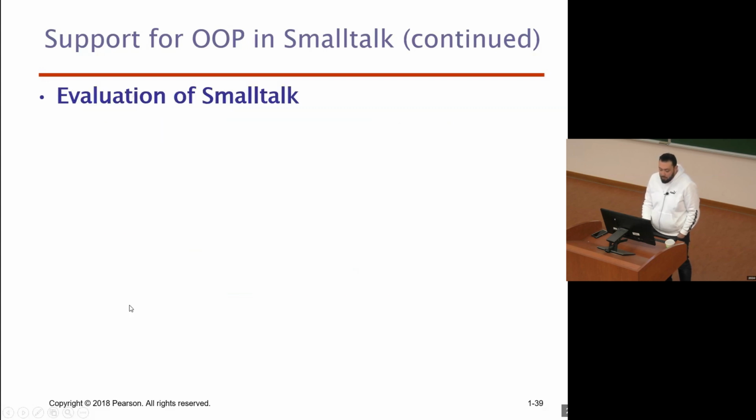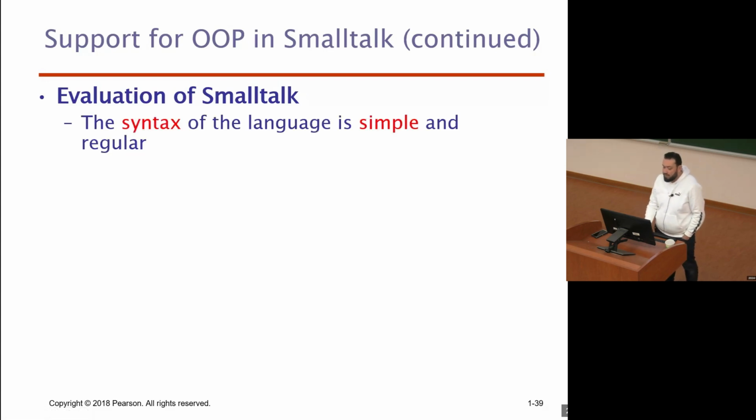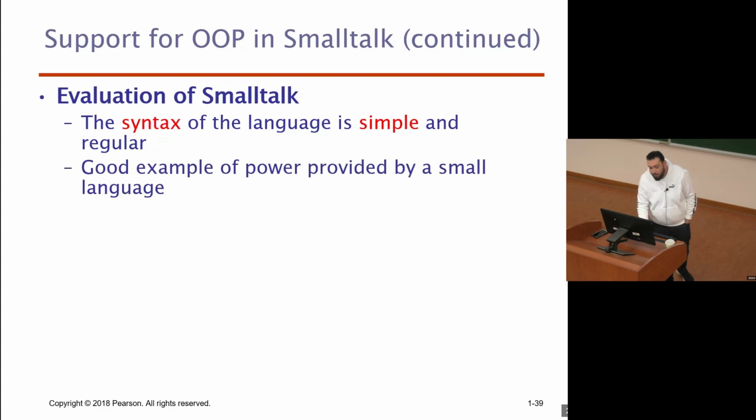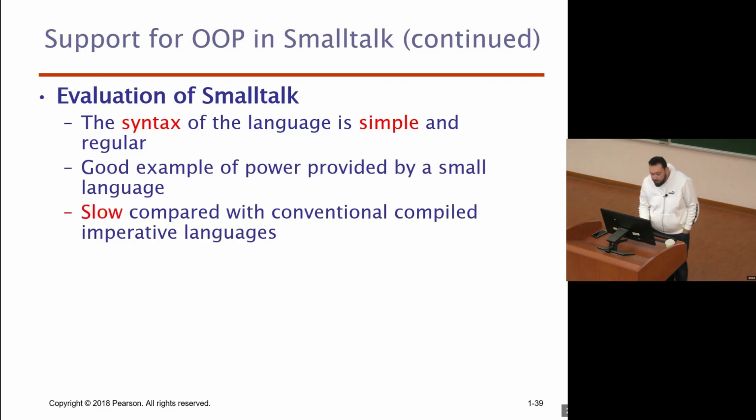Okay, so now if we want to evaluate this programming language, what can we say? The syntax of the language is simple and regular. Why? Because it's all objects, correct? So everything is an object, everything is consistent. So we can say the syntax of the language is simple. Now, it is a good example of power provided by a small language, but it's going to be slow compared with conventional compiled imperative languages. Why is it going to be slow? We've repeated this. Everything is objects. They don't support the imperative thing. If it's an object, that means everything's in the heap. It will take you more time to get it.